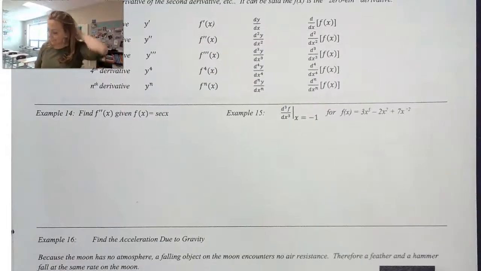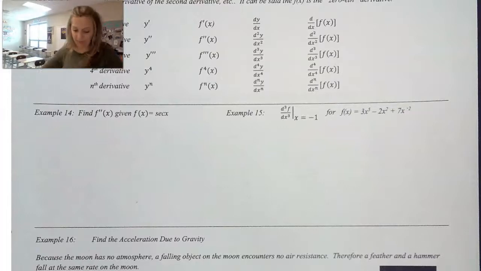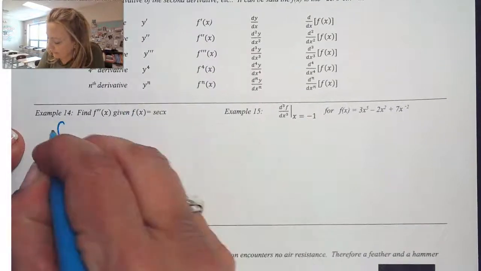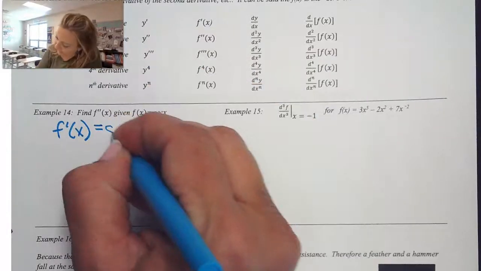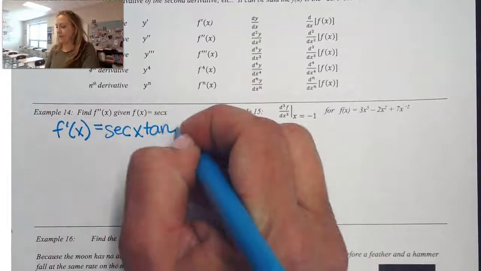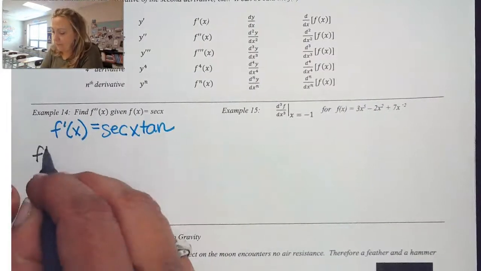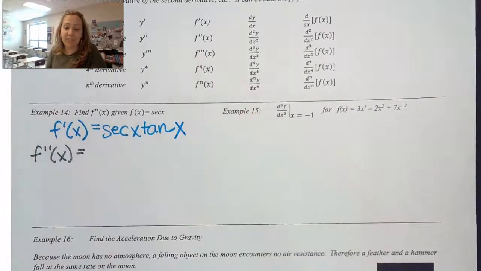In example 14, let's find f double prime of x, so the second derivative of f of x, given that f of x is the secant of x. So let's try to find f prime of x, all right? So if I look at what f prime of x is, I want to take the derivative of secant, and remember the derivative of secant is secant x tangent x. So now I want to take the second derivative, which means I want to take the derivative of secant x tangent x.